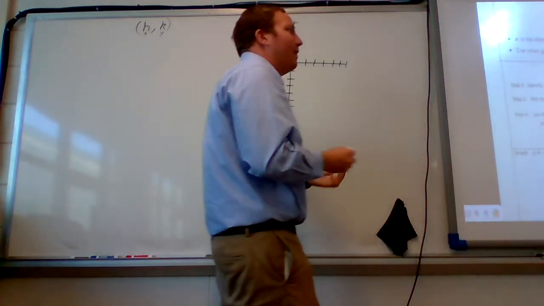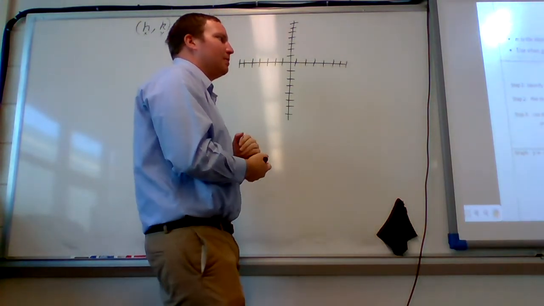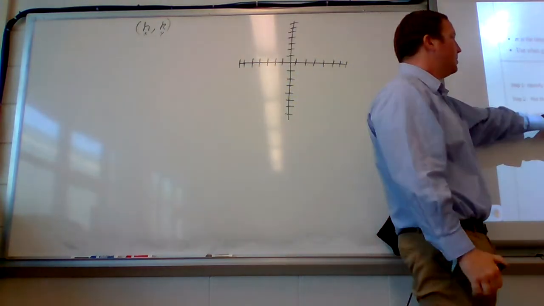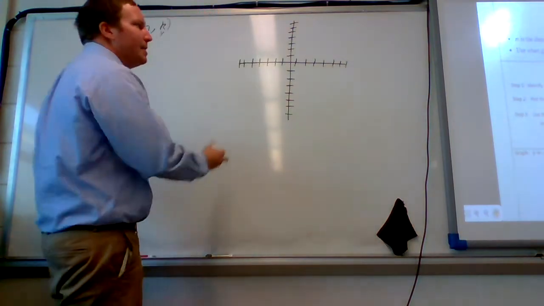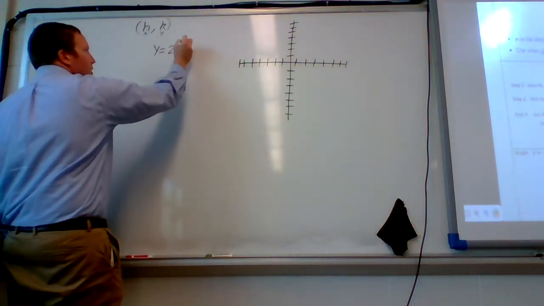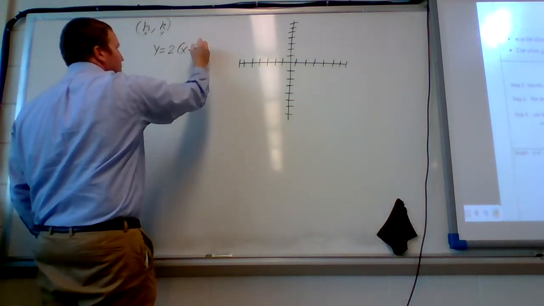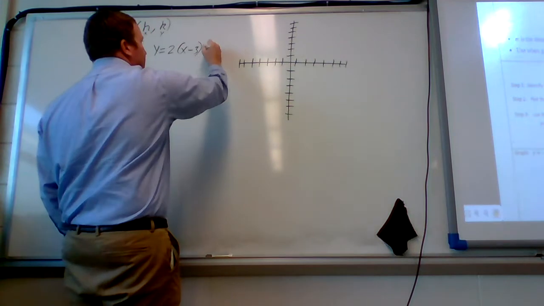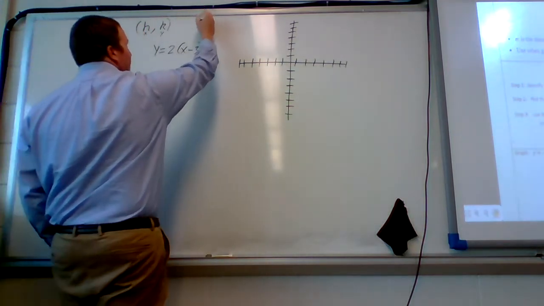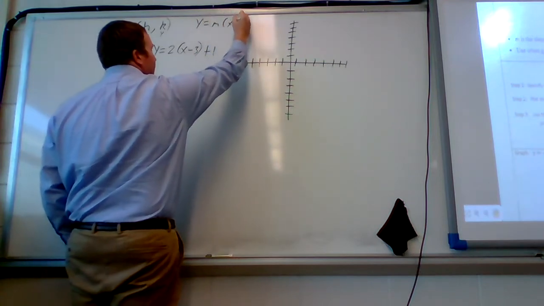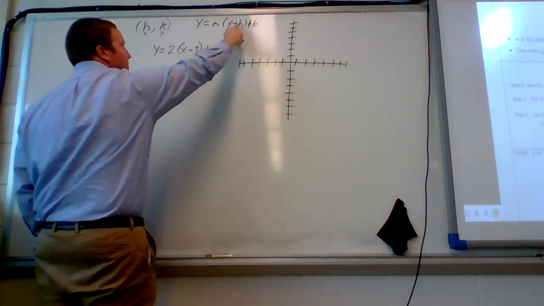So first step, identify the slope and the point. Step 2 is plot the identified point, and then step 3, use that slope, rise over run, to plot the additional points. So if we look at our first one, we have y equals 2 times (x minus 3) plus 1. Now remember, this is all with y equals m(x minus h) plus k.